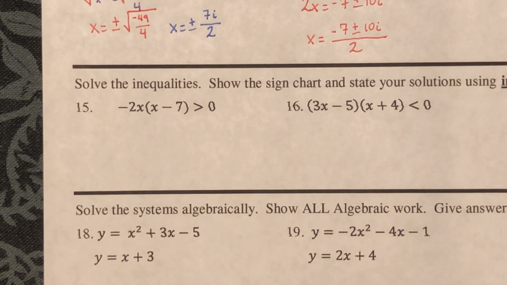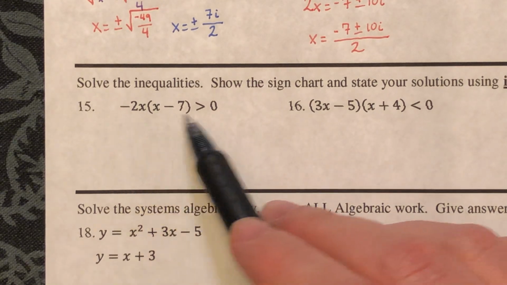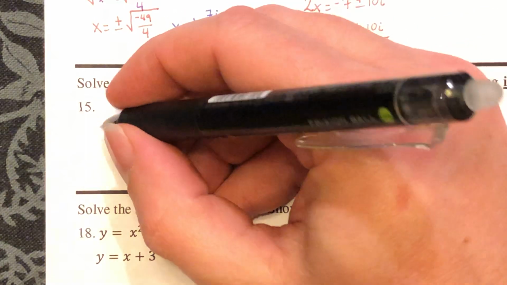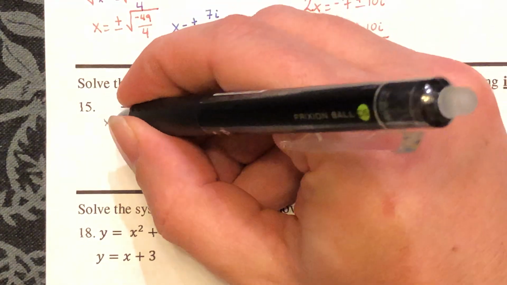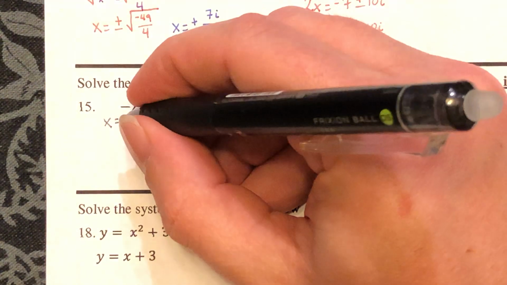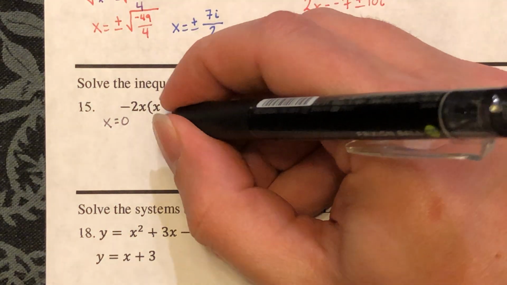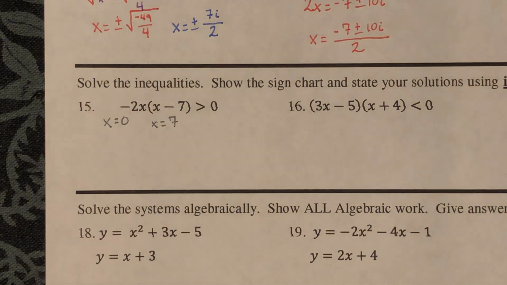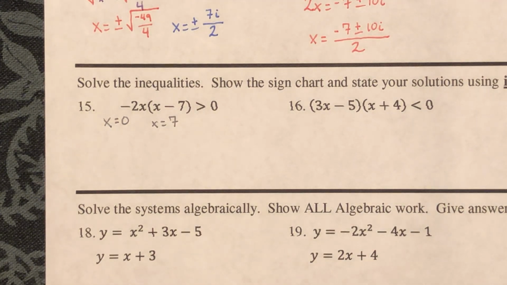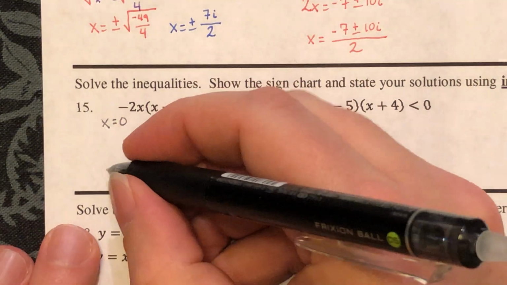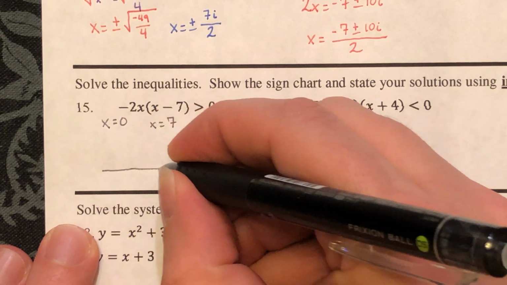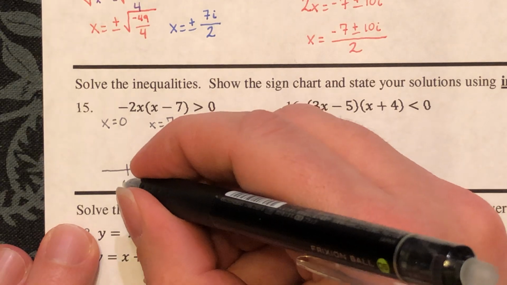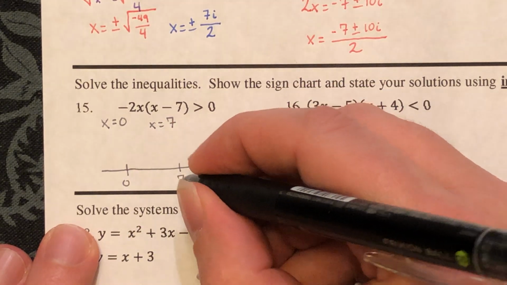So when it's in factored form, I set each of those equal to 0. So I get solutions x equals 0 at 0. And here, x would equal positive 7. My sign chart is a number line that has those 0 values marked. So I've got 0 and 7.